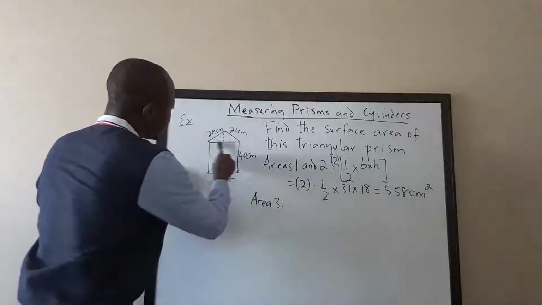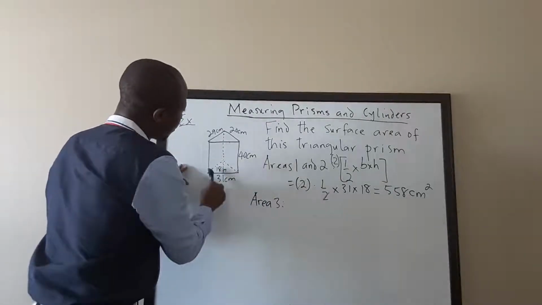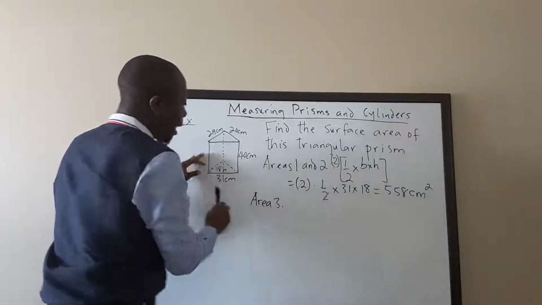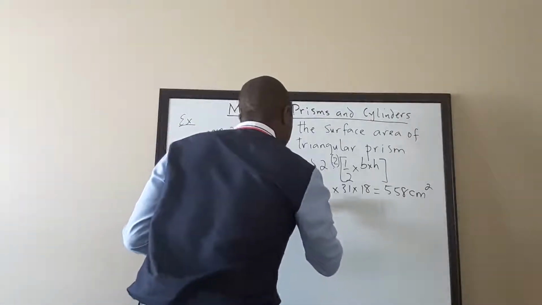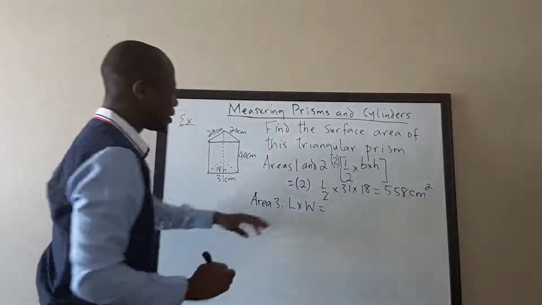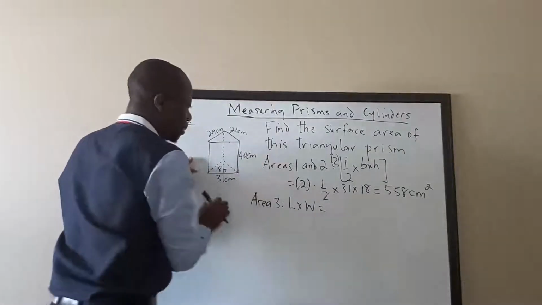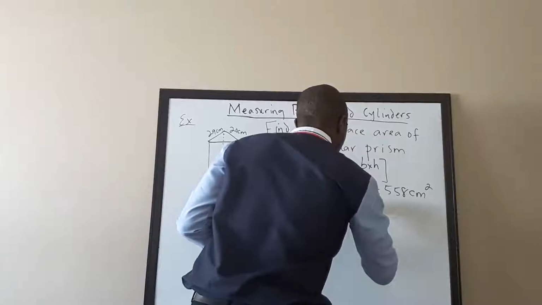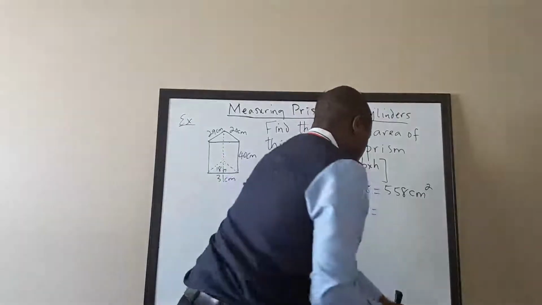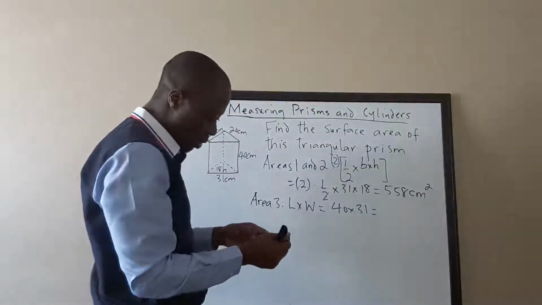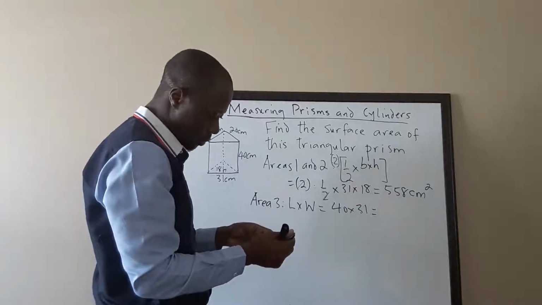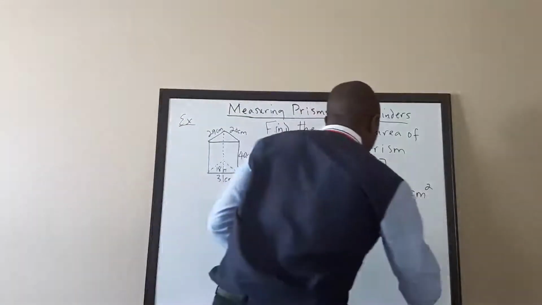Then I move on to area 3. Now I'm going to do this particular face. So this is a rectangle, and the area for a rectangle is LW, or length times width. And so I'm looking at 40 times 31. So this is 1240.